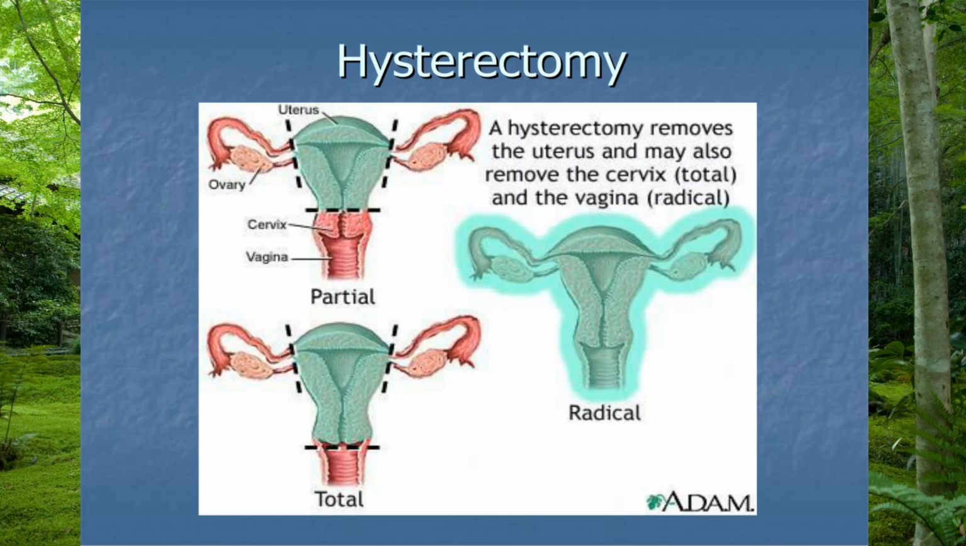and then something called a radical hysterectomy, which involves not only the entire uterus, it involves the fallopian tubes, the ovaries, and even the superior part of the vagina. And so basically hysterectomies are done for a variety of reasons.